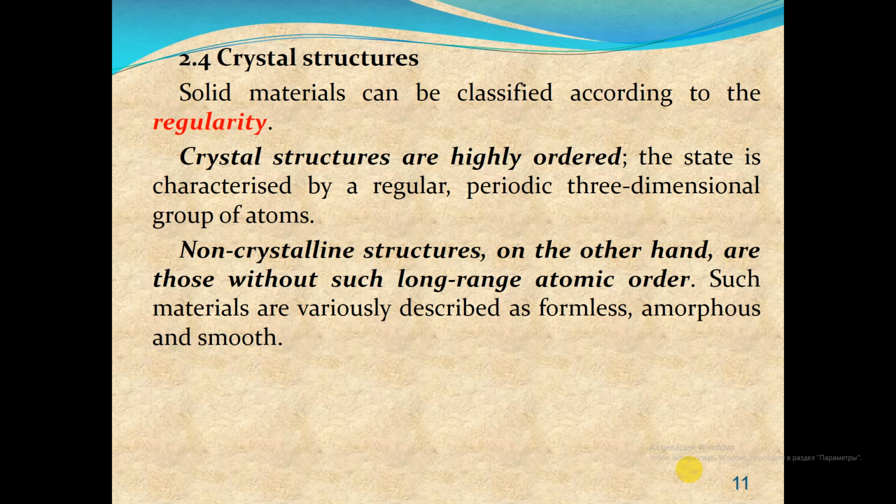Non-crystalline structures, on the other hand, are those without such long-range atomic order. Such materials are variously described as amorphous, glassy, or vitreous, and these terms are usually used synonymously.